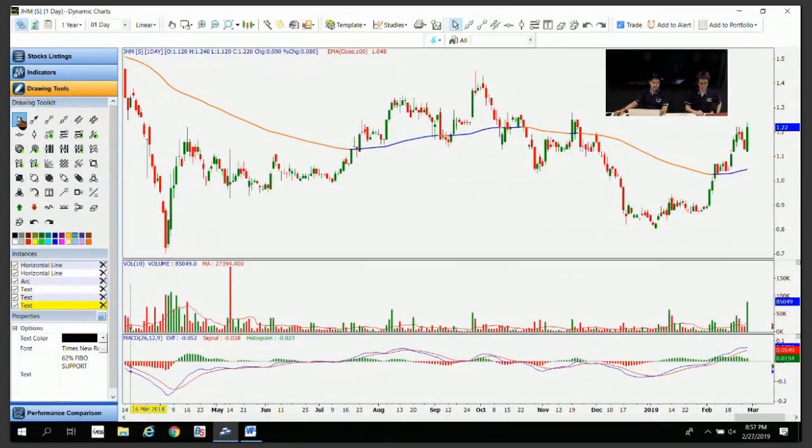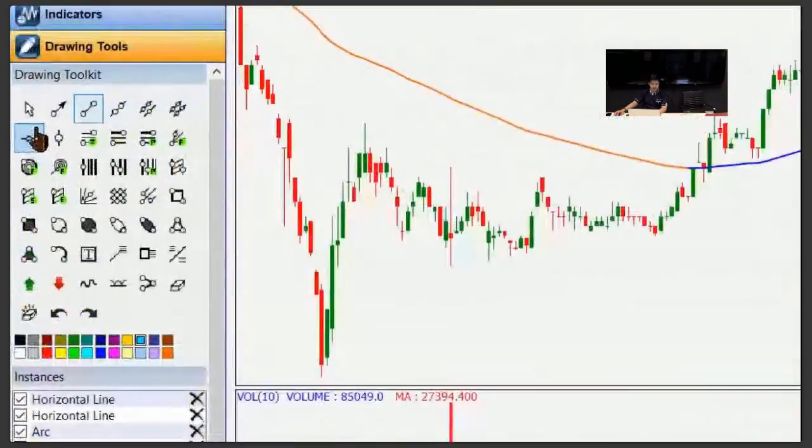You can see this is the cursor. Then you can see this is the arrow line. This is the trend line. This is the line. Then furthermore, we have this horizontal line. Let me zoom in for a while. Horizontal line, the vertical line, the Fibonacci retracement.